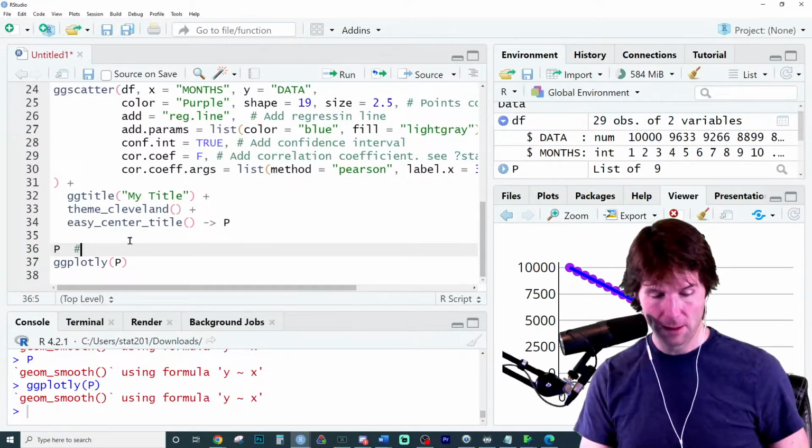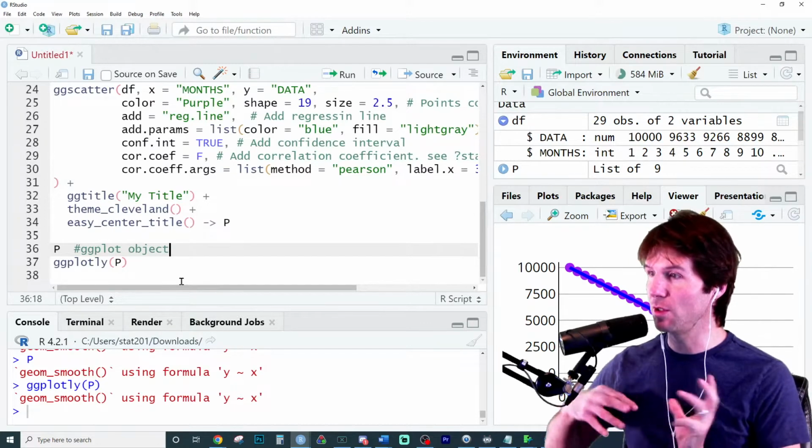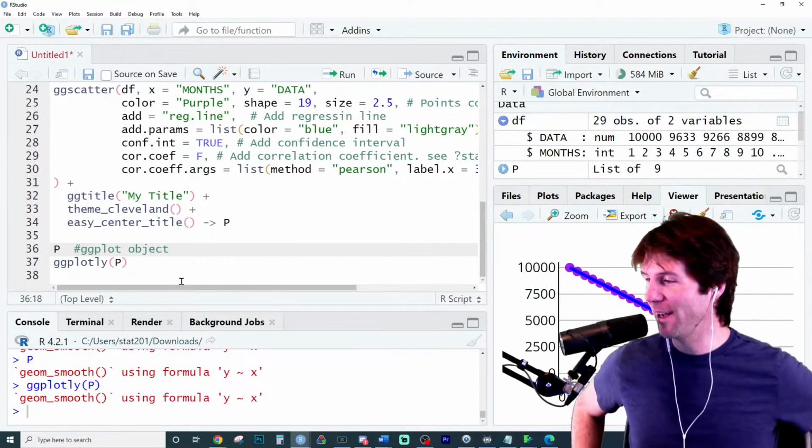So this is a ggplot object, and then you ggplotly it. So it turns the ggplot into a plotly.